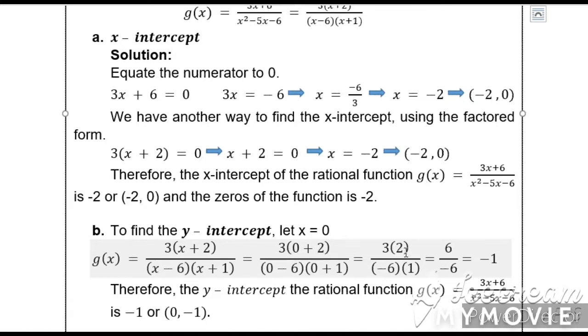0 plus 2 is 2, over 0 minus 6 is negative 6, times 0 plus 1 is positive 1. 3 times 2 equals 6. Negative 6 times 1 is negative 6. Simplify: 6 divided by negative 6 is negative 1. Therefore, the y-intercept of the rational function g of x equals 3x plus 6 over x squared minus 5x minus 6 is negative 1, or the ordered pair 0, negative 1. Again, our x is 0, then our y-intercept is negative 1.